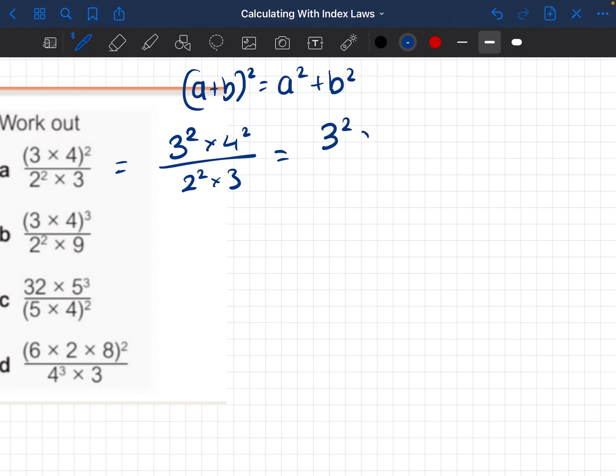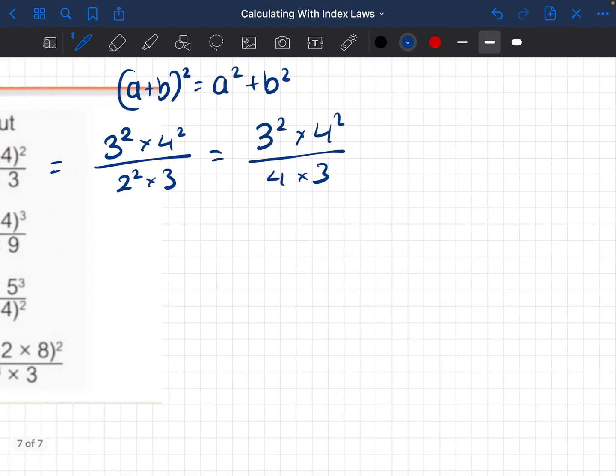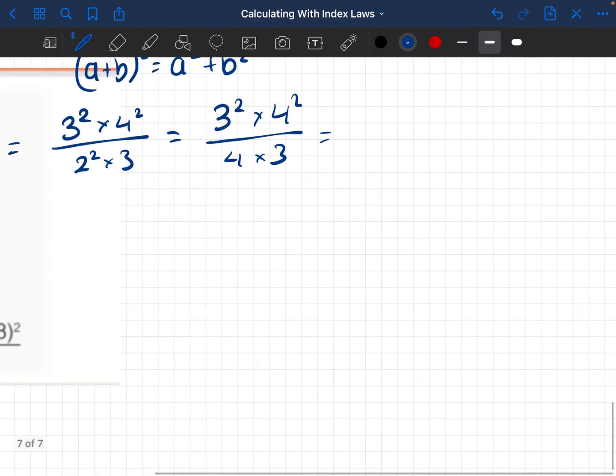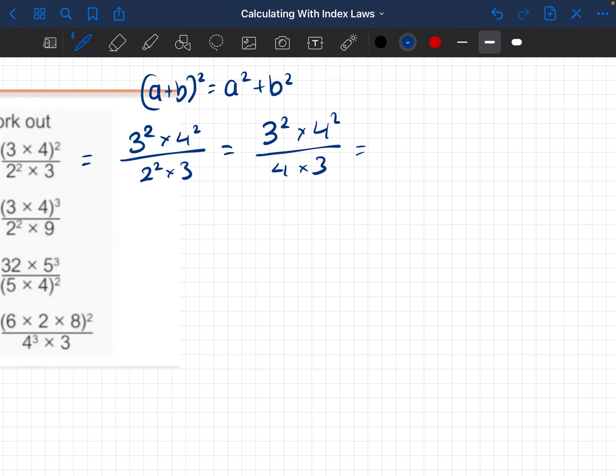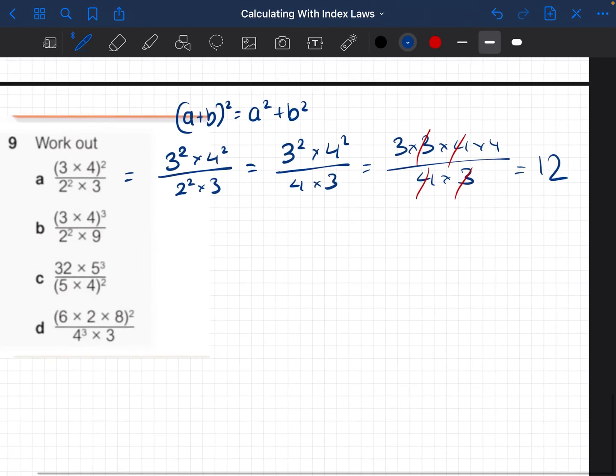Interesting. It becomes a 4. 3 squared times 4 squared over 4 times 3. Now they cancel quite nicely. Let me just show you what this looks like: 3 times 3 times 4 times 4 over 4 times 3. Cancel out, cancel out, cancel out, cancel out. What are we left with? We're left with 12. 3 times 4, 12. There you are.